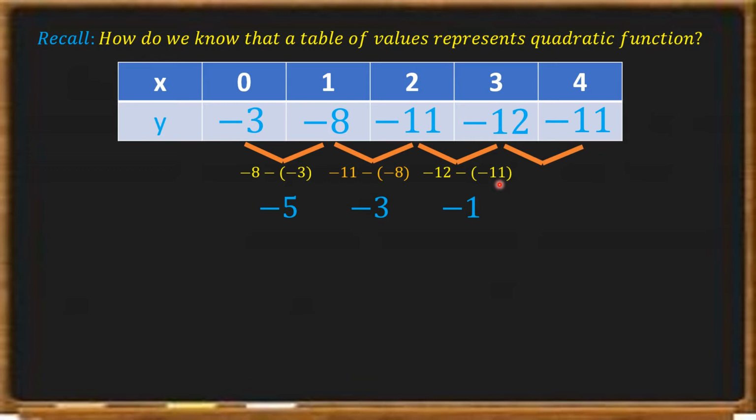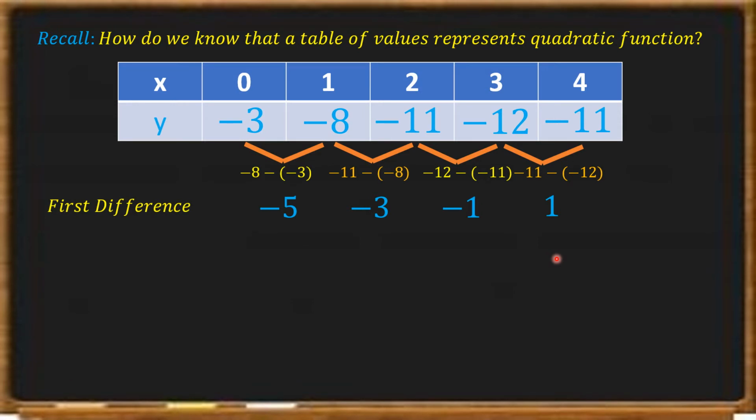Okay, for the fourth one, negative 11 minus negative 12. This becomes plus 12. So negative 11 plus 12. Different signs, subtract, copy the sign of the larger, the positive. So this is positive 1. Okay, so this is what we call the first difference.